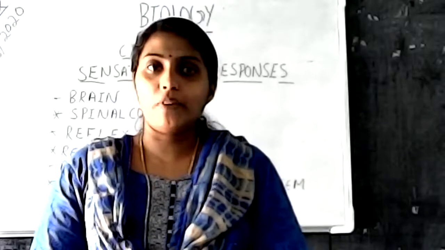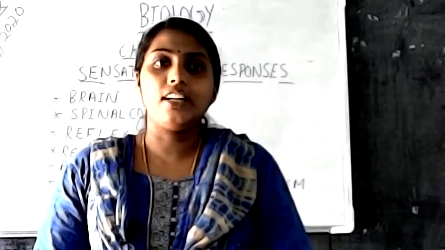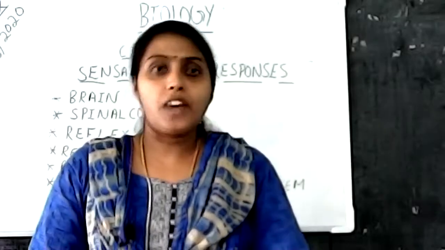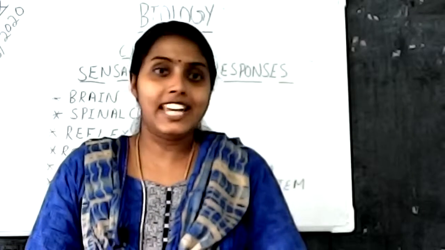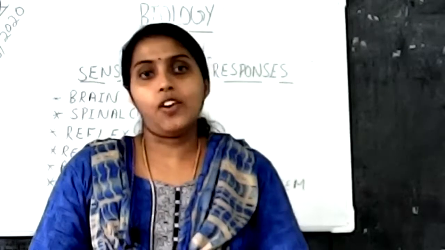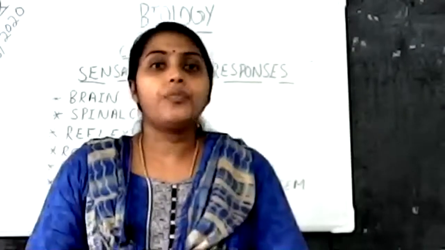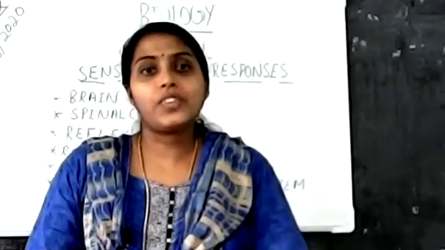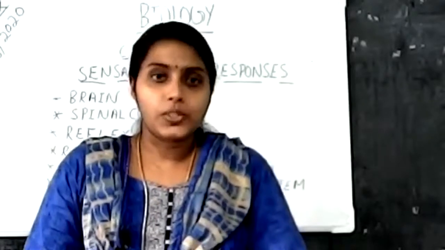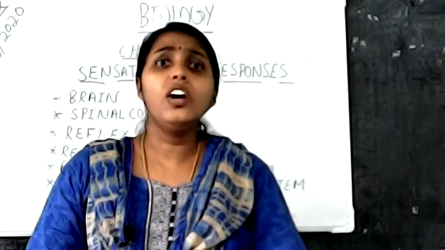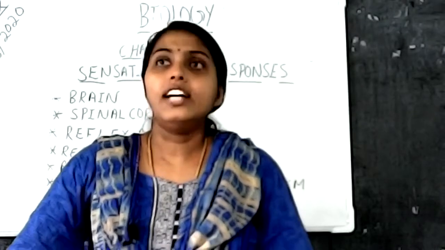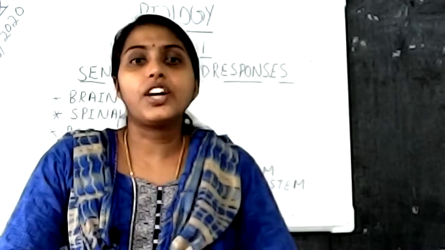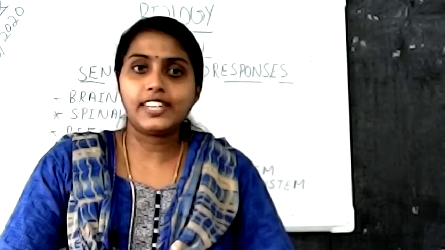Last class we stopped with this, having told about the five parts of the brain. Today we are going to study in detail the functions of each part. What is the function of the cerebrum, what is the function of the cerebellum, like that we are going to see. Is it clear for you? So now we can look at the structure of the brain and the function of each part.